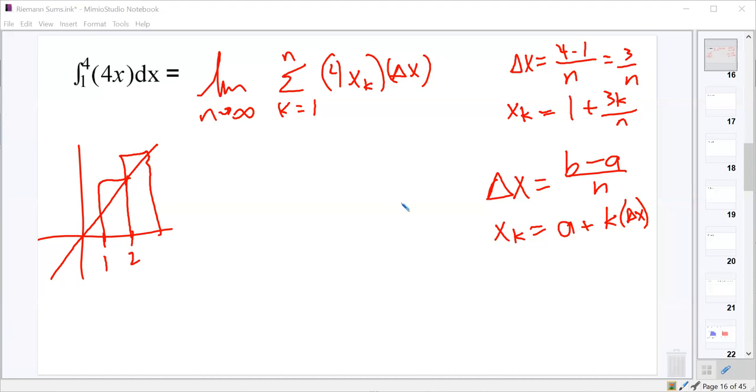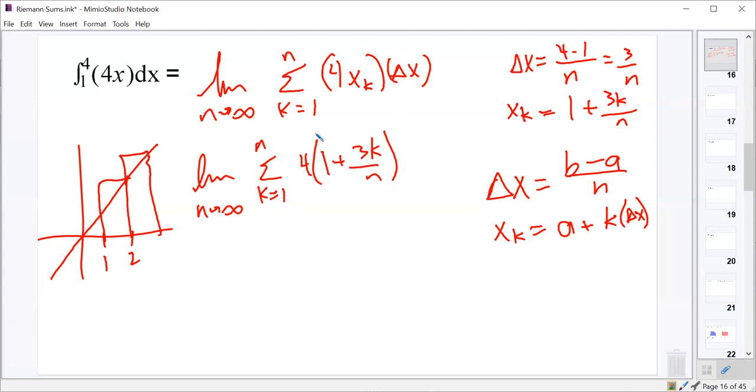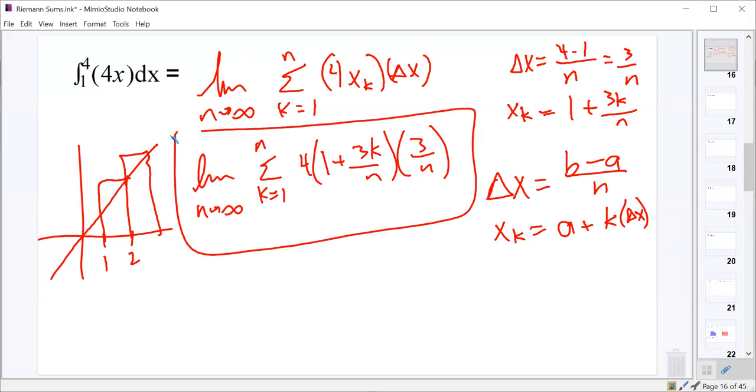All right, so then when we plug it all in, four times our x sub k value, which was 1 plus 3k over n, and then times our delta x value, which was 3 over n. And I won't have you guys evaluate this one out. We could if we wanted to, but generally they only make you go this far on the AP test. So, any questions or issues with that?